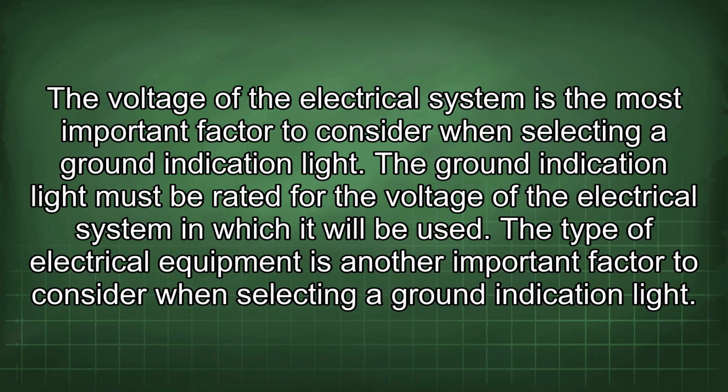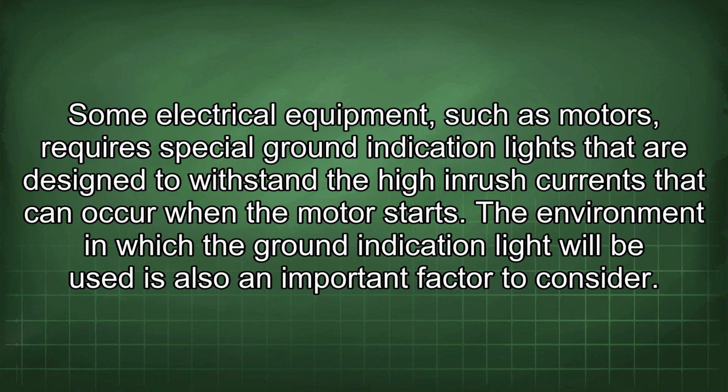The voltage of the electrical system is the most important factor to consider when selecting a ground indication light. The ground indication light must be rated for the voltage of the electrical system in which it will be used. The type of electrical equipment is another important factor to consider when selecting a ground indication light. Some electrical equipment, such as motors, requires special ground indication lights that are designed to withstand the high inrush currents that can occur when the motor starts.